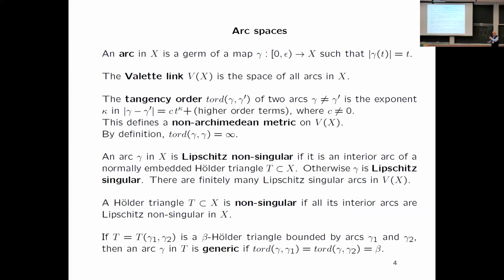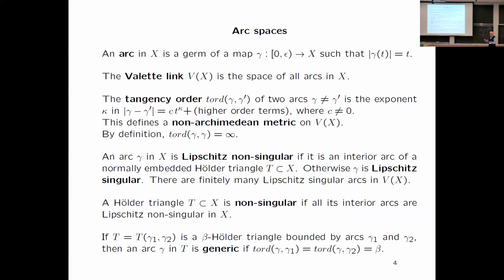Again, an arc for us is a one-dimensional germ in our two-dimensional or high-dimensional set, parameterized by the distance to the origin. So you can think of it as a mapping of an interval to our set, or just as a subset of our set, and that's what we usually do. Think of an arc as a one-dimensional subset of our set. So this Valette link has a metric defined by the tangency order.